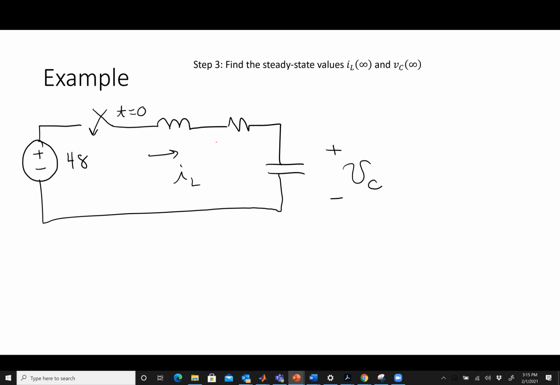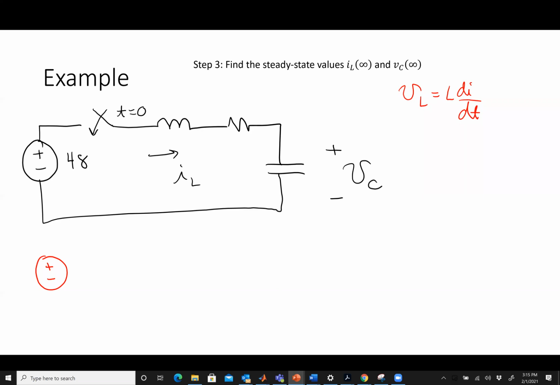So steady state values: this is long after the switch is closed, all the transients are over. What do I know about an inductor? It acts like a short circuit. If you don't remember that, always remember VL equals L dI/dt. If the current becomes constant, that voltage has to be 0.